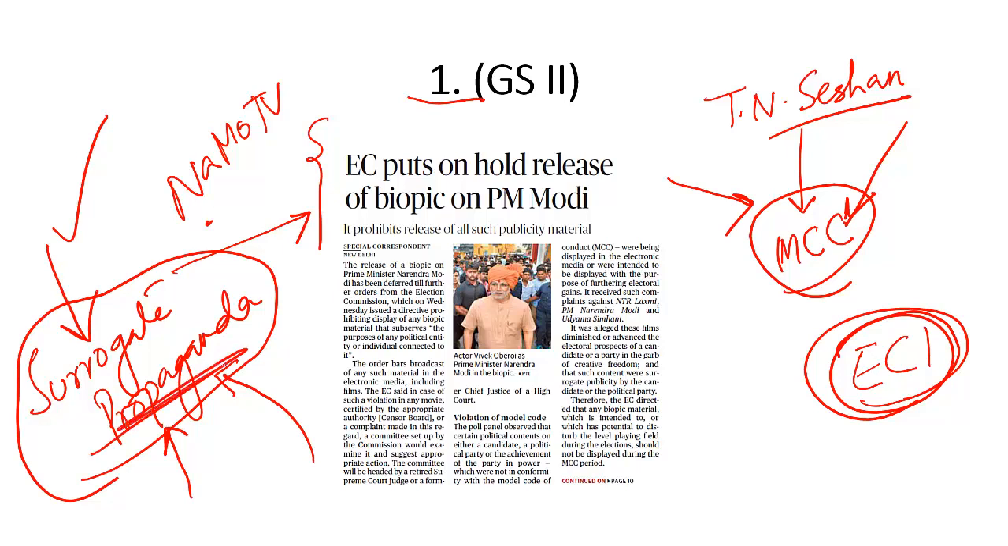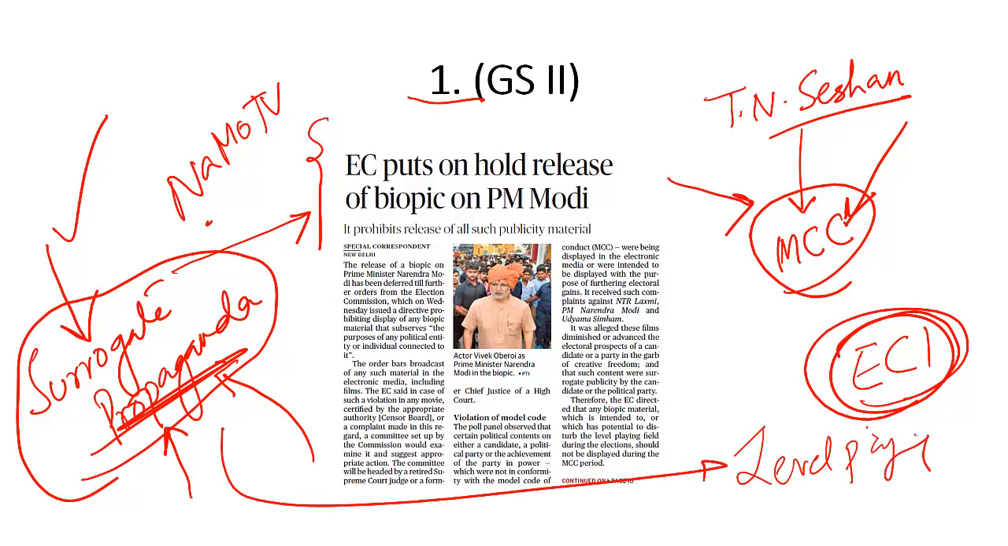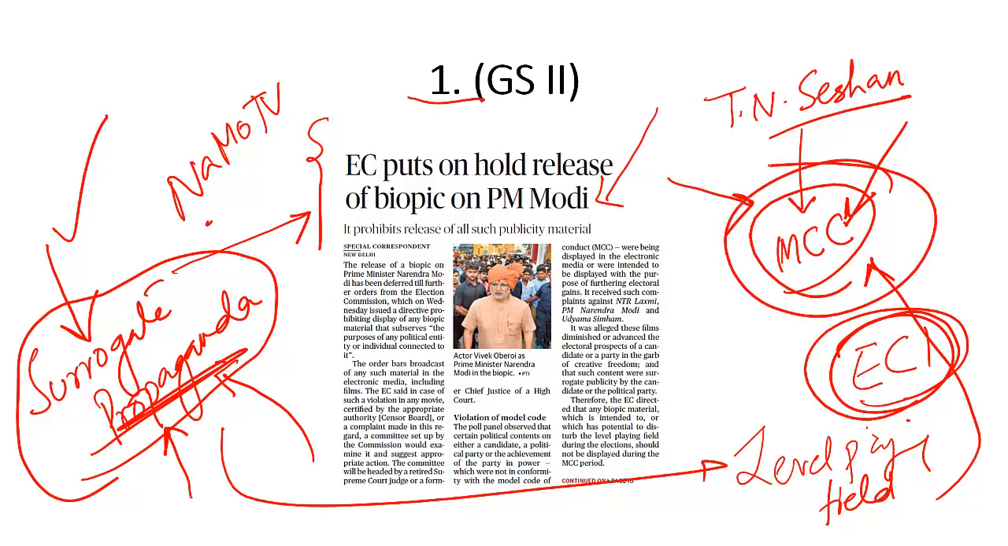And this surrogate propaganda violates the level playing field, which is the single most important objective of the Model Code of Conduct. And it is on this ground that EC has put on hold the release of the biopic on the Prime Minister Modi. And what is this Model Code of Conduct? We have discussed in detail in the past. In the video description below, I will provide you with the link to the lecture on Model Code of Conduct. Please go through that lecture. You will understand everything about the Model Code of Conduct.